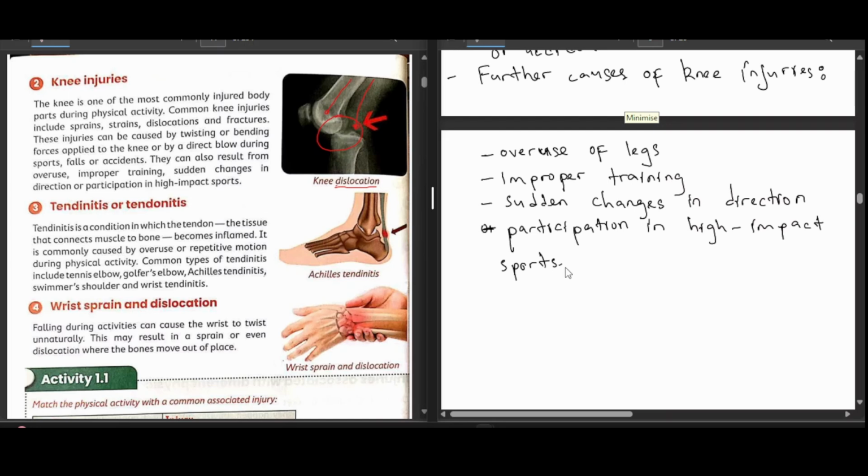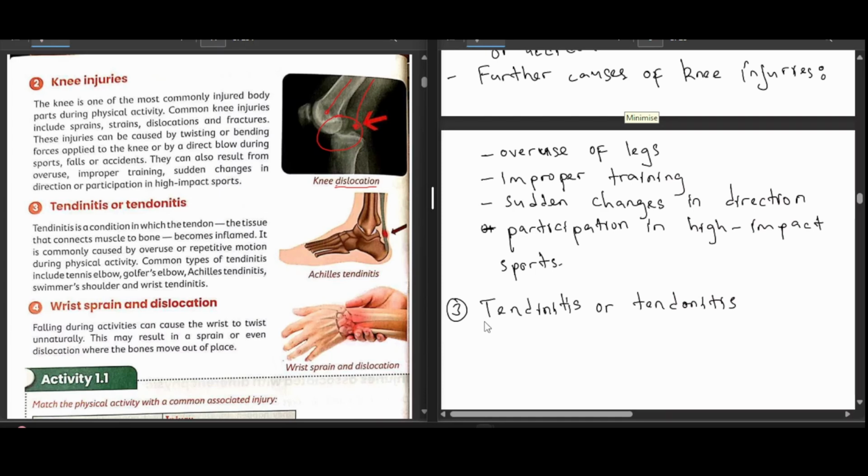So this is what we wanted to learn as pertaining to knee injuries. Let us now look at tendinitis, or tendonitis.